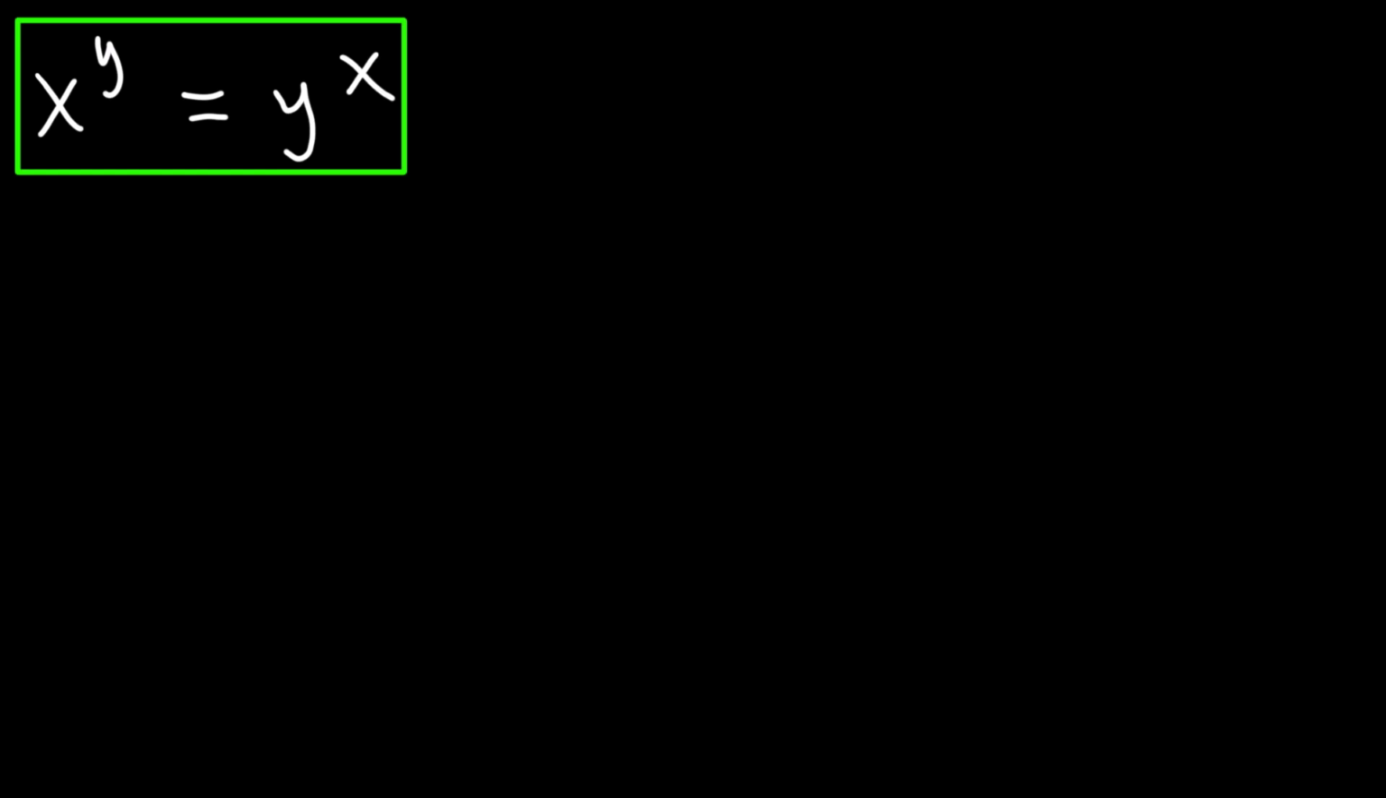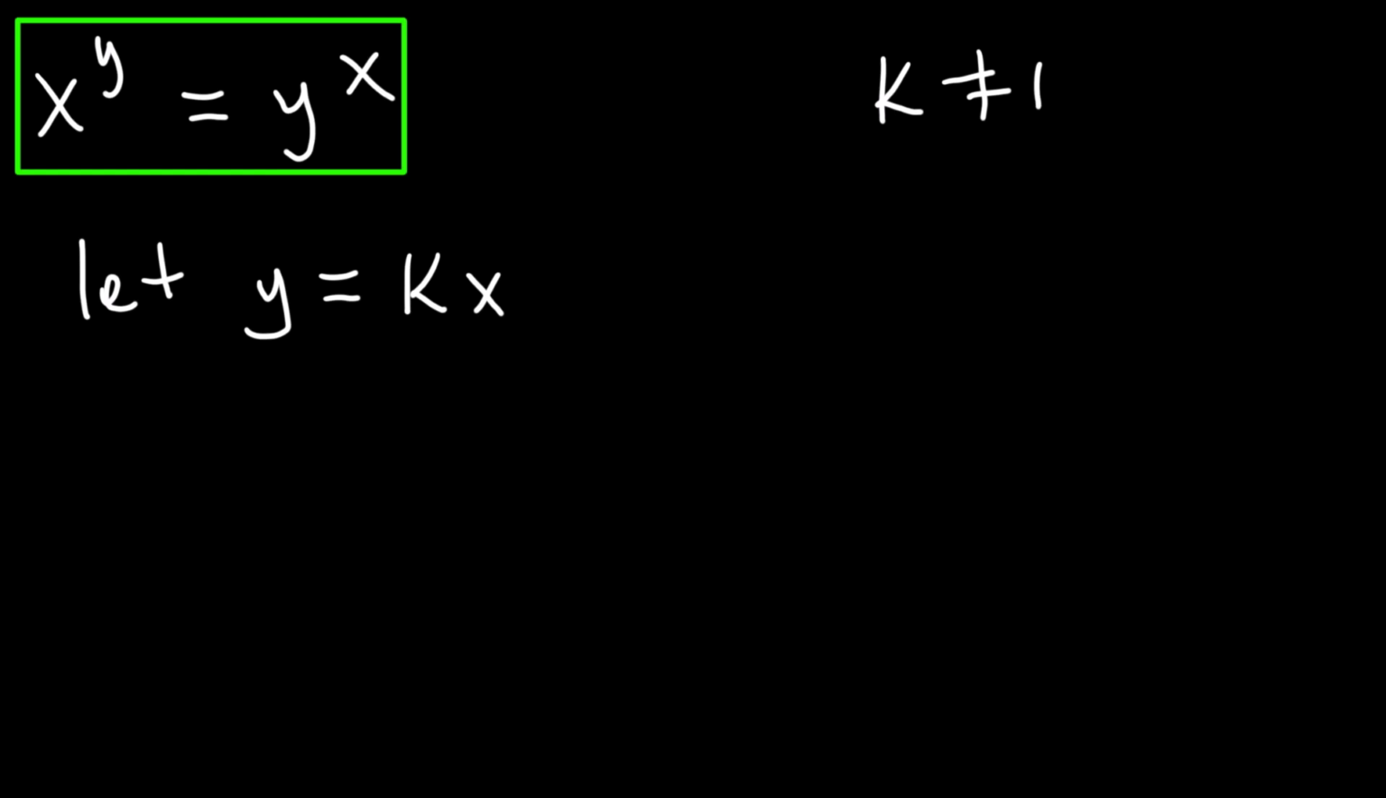First of all, let's let y be equal to kx, where k is a constant. And since this is an open question, we need to make some assumptions. The first assumption we shall make is that k cannot be equal to 1. And the second assumption will be that x cannot be equal to 0. So now, using these assumptions, let's see how we can solve this equation.